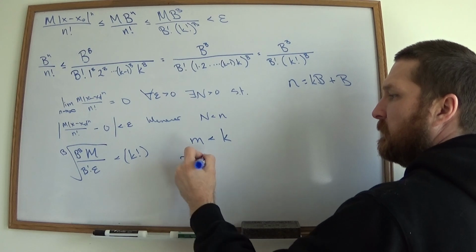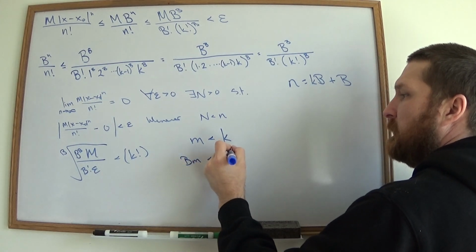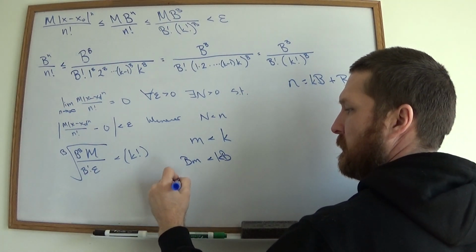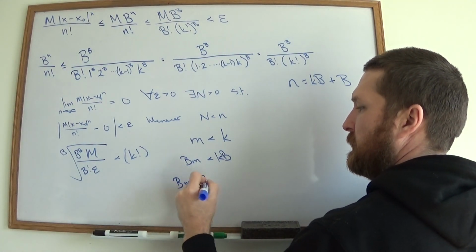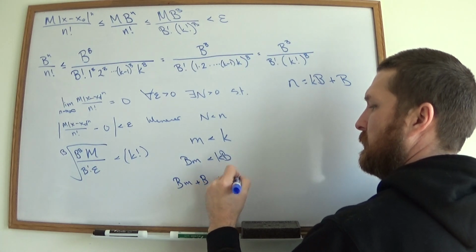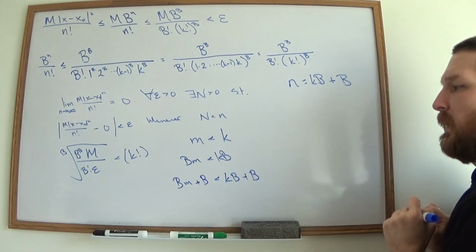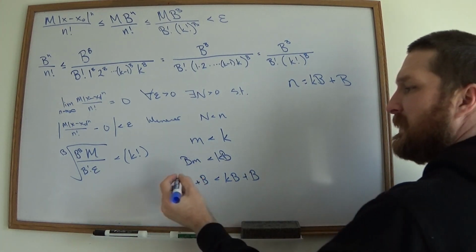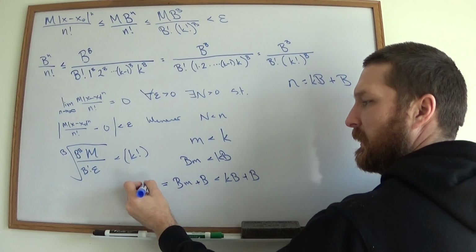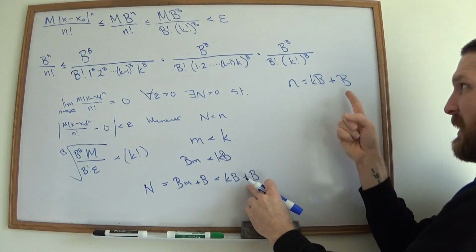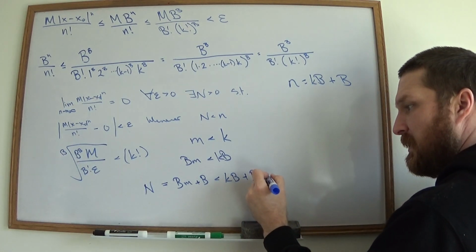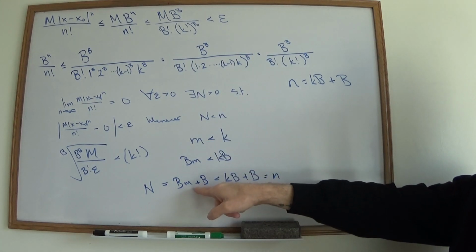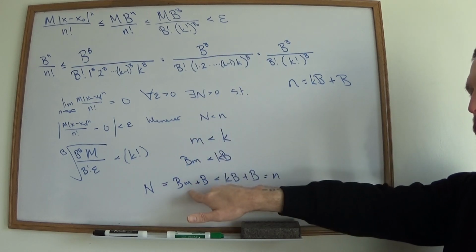We get b little m less than b times k. Add b to both sides. B little m plus b is less than kb plus b. And we could say, okay, if we take this to be our big N, and since that's the same thing as n, then I found an n. There's the big N that we're looking for.